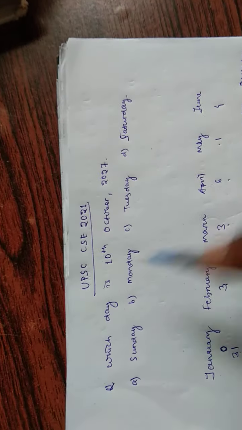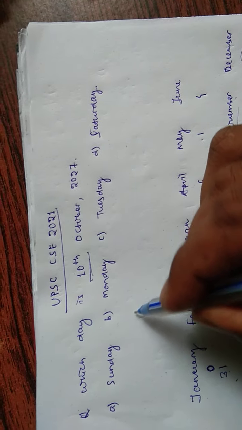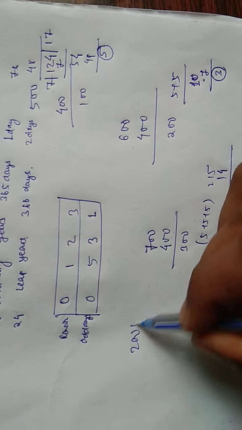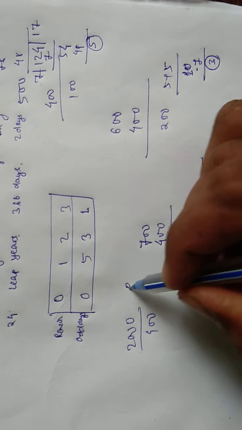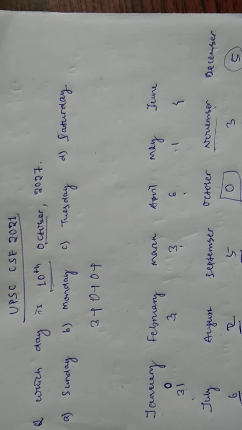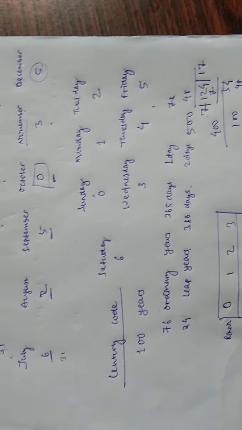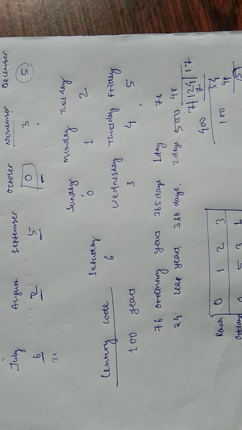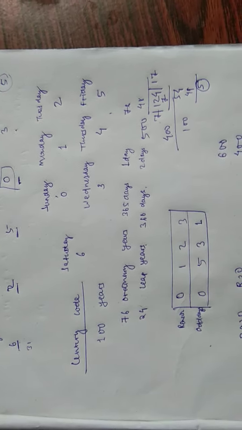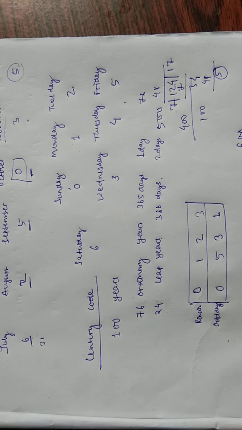Now we are going to calculate the UPSC question here. For the 10th, we'll get 3 odd days. And for October, we get 0 odd days. And for 2000, divided by 400, we get remainder 0. So odd days we get is 0. And now we have to calculate 26, because we have to calculate 26 first. Till 26, how many odd days can we have?